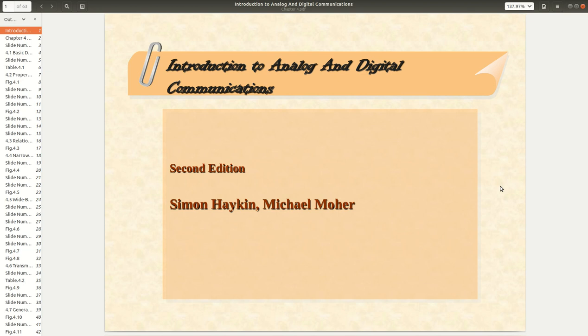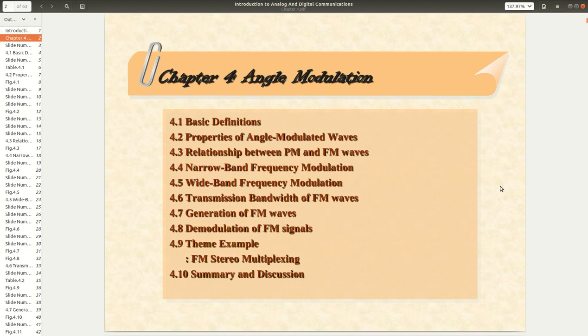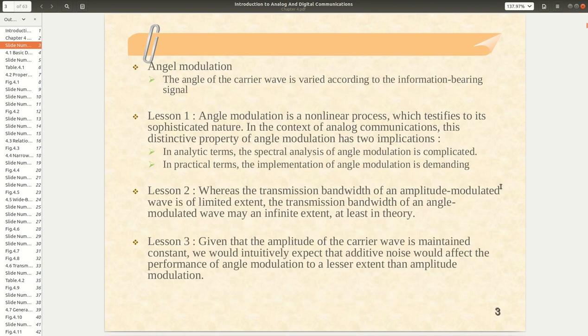Previously we spoke about AM modulation, amplitude modulation, and its successors. So we spoke about double sideband suppressed carrier, the single sideband, and vestigial sideband. Today we will continue to the next chapter, angle modulation. Angle modulation includes, not AM modulation, the FM and PM modulation.